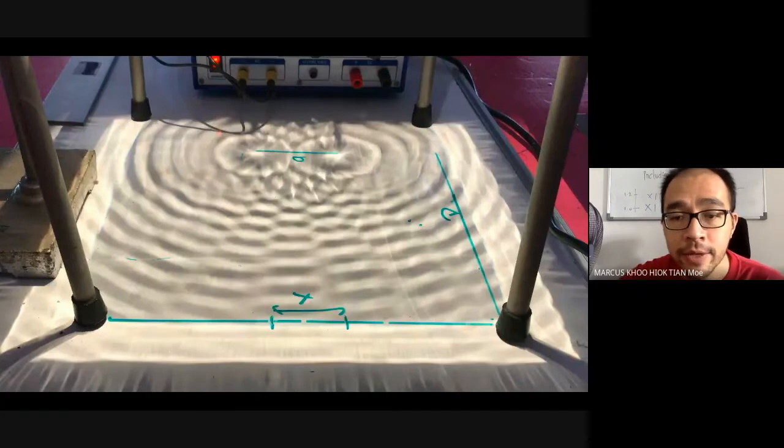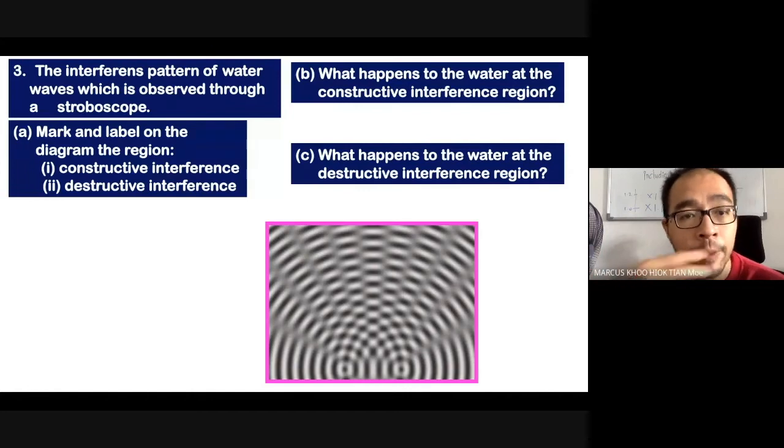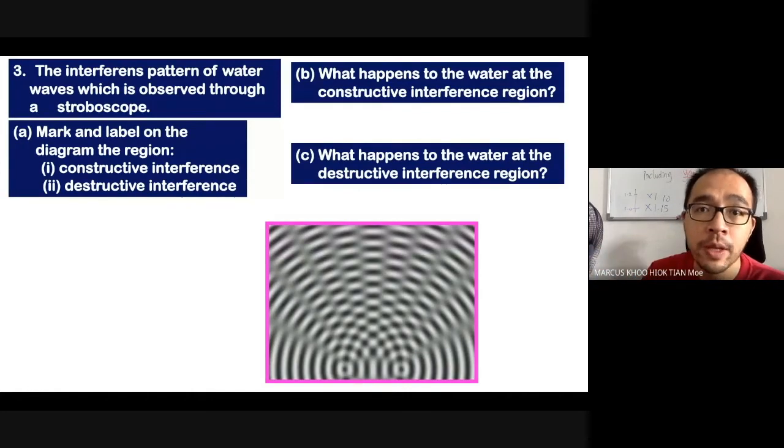Okay, get that in first. All right, so the interference pattern of water is observed through this thing called a stroboscope, which I cannot show you right now because we don't have one. I mean, I don't have one to show you, but if we go back to school, I will be able to show you this. But this is an important thing.